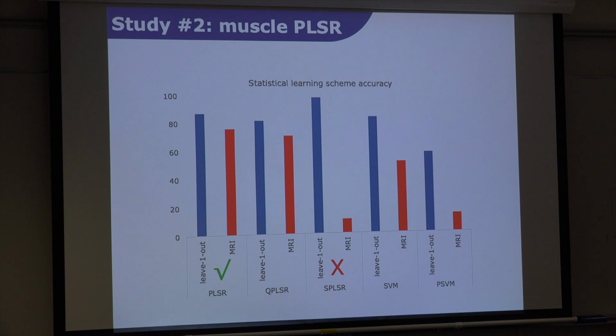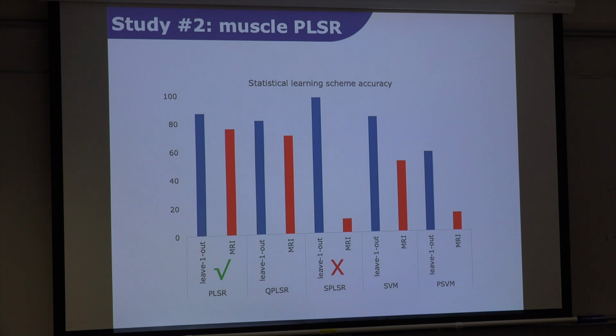Looking at the statistical learning schemes that we used, the first one is partial least squares regression. The second one is a quadratic partial least squares regression. So this one's linear, and this one is a quadratic interpolation. This one is a spline fit PLSR, so instead of a quadratic interpolation, you use a spline interpolation. The last two are support vector machines, the first one being linear and the second one being a polynomial interpolation.